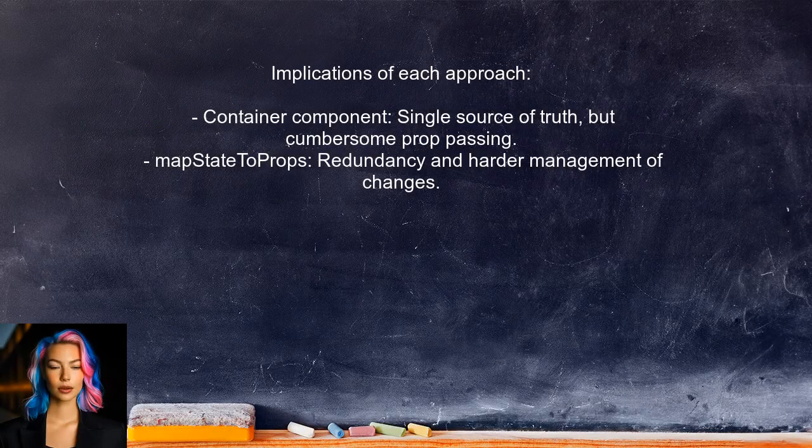So what are the implications of each approach? Using a container component creates a single source of truth, but it can be cumbersome to pass props down through multiple layers. On the other hand, using map state to props directly can lead to redundancy and make it harder to manage changes.